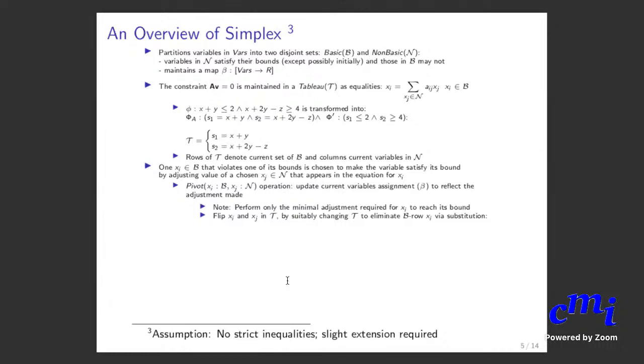There is an initial assignment. So the initial assignment could be just zeros. You can pick anything. Let's assume that it is zero. So this is the basic operation that it does. It picks a basic variable that violates one of its bounds, either lower or upper bound.